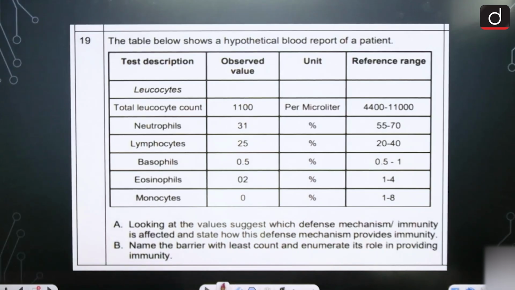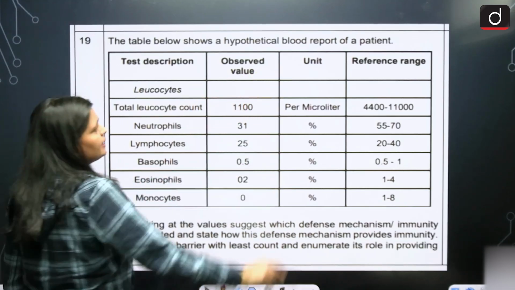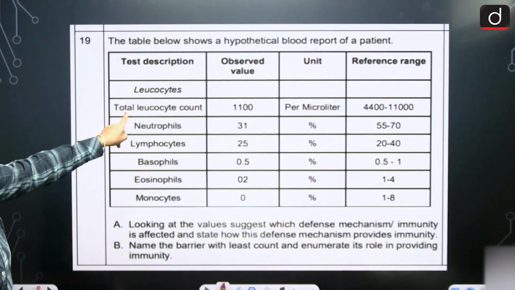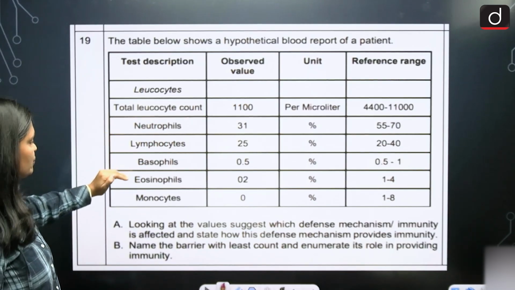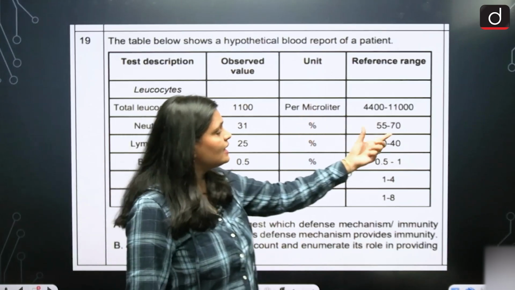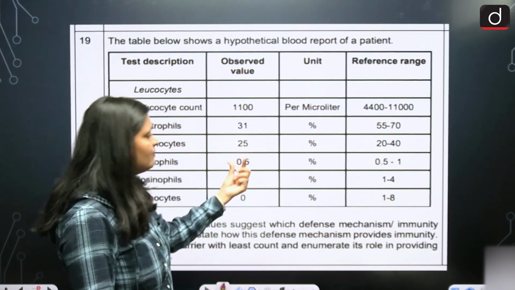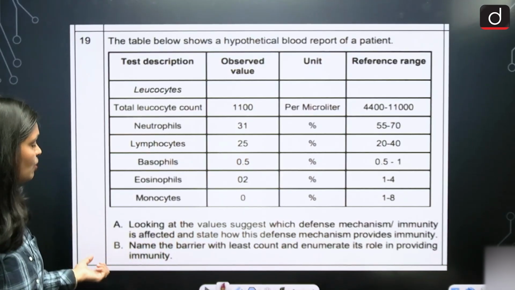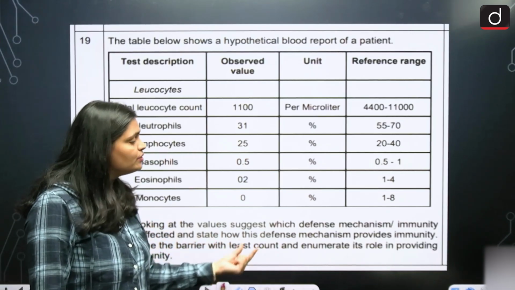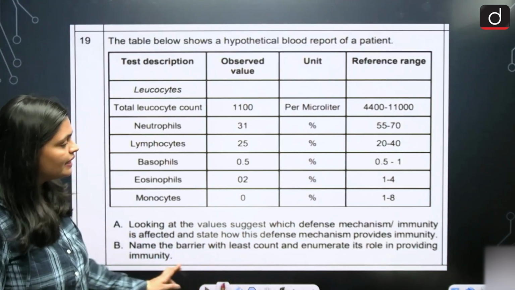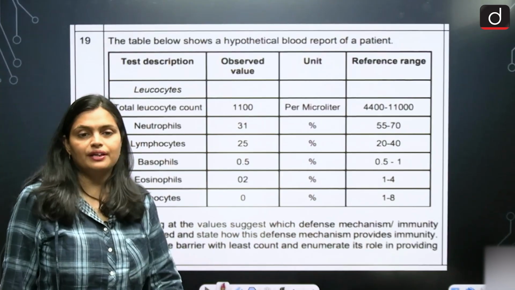Try this question. The table below shows a hypothetical blood report of a patient. तो आपने भी blood test कराया होगा. ये blood report आया है where the total leukocytes, neutrophil, lymphocyte, basophil, eosinophil and monocytes are given. These are the values observed from your blood and these are the reference. इतना होना चाहिए and these are the values you will get. Looking at the values, which defense mechanism or immunity is affected, and state how this defense mechanism provides immunity. Name the barrier with the least count and enumerate its role in providing immunity.